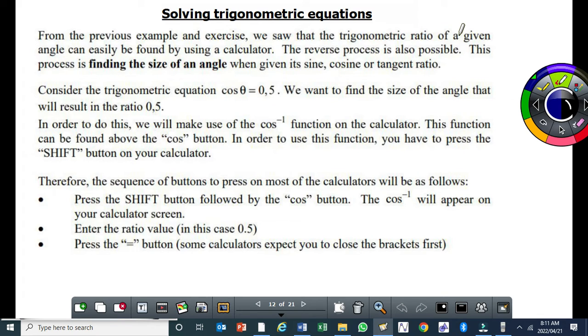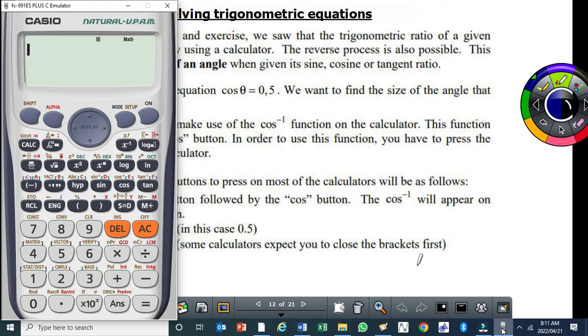The angle was not given, and you were given the ratio, the value of the trigonometric ratio. So you're supposed to determine the size of the angle. Now, to do that, you have to use a second function on the calculator, or the shift function on your calculator. All right? Now, if you take out your calculator, I just want to show you.